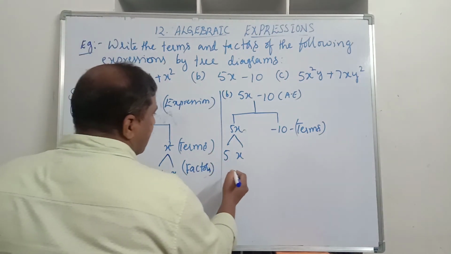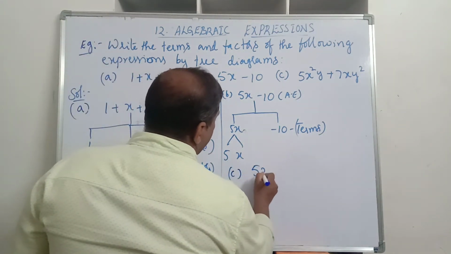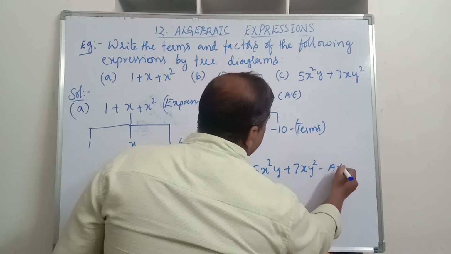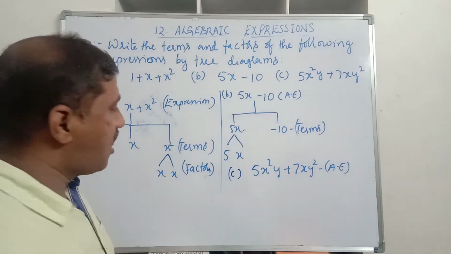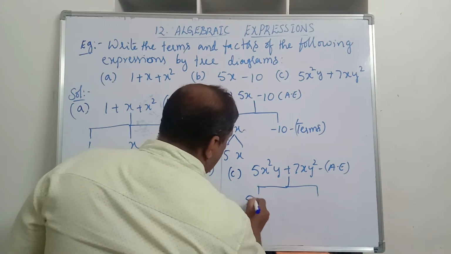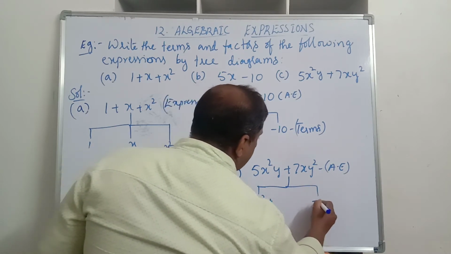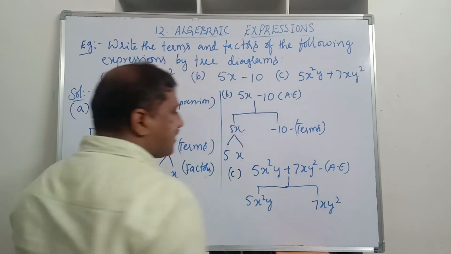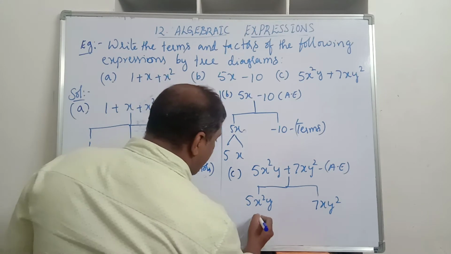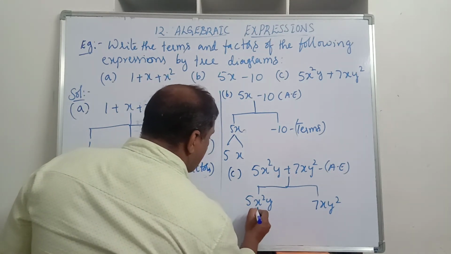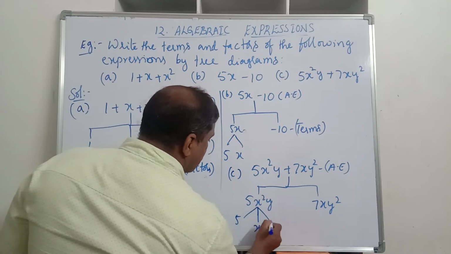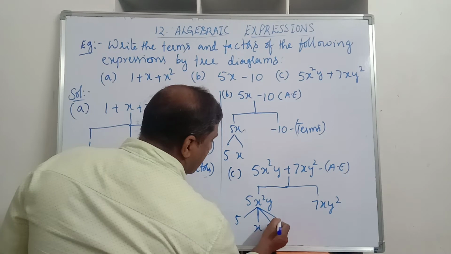Now the c bit, here we have 5x square y plus 7xy square. This is an algebraic expression. Now what are the terms which we have here? One term is 5x square y. The second term is 7xy square. You see here, what are the factors? 5 is one factor. X square means x into x. And y also is one factor.